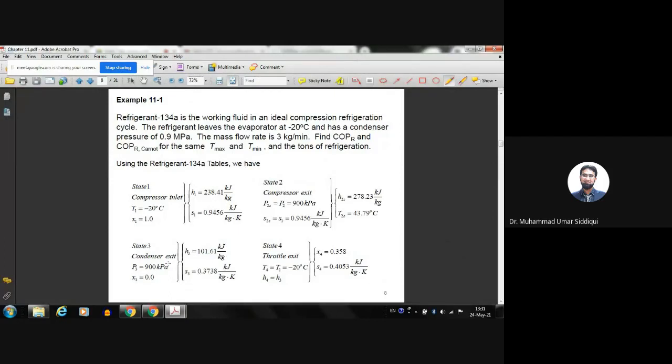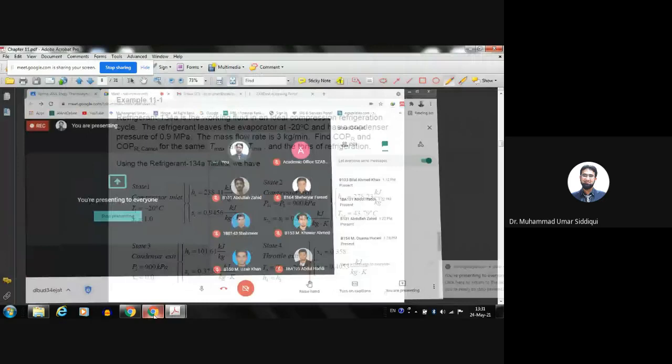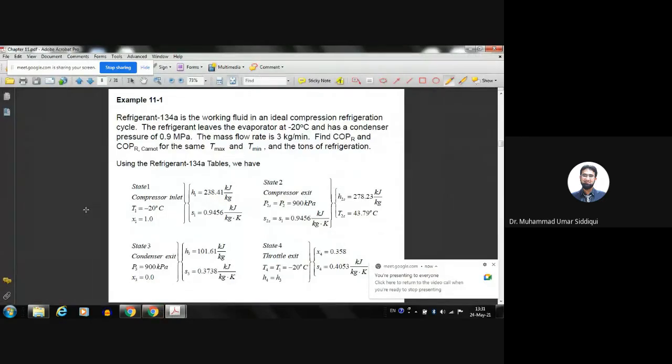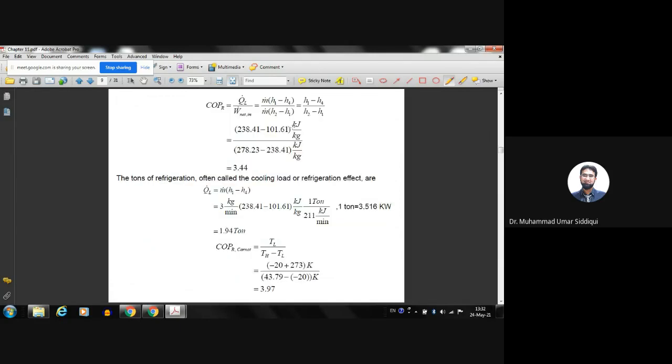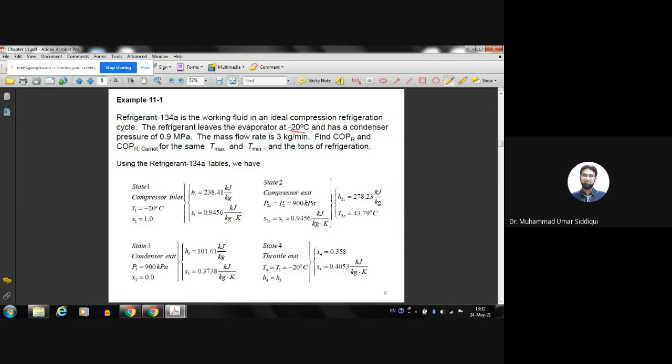Okay, so now let's start with a numerical related to the refrigeration system. R134a is the working fluid in an ideal compression refrigeration cycle. The refrigerant leaves the evaporator at minus 20 degrees centigrade and has a condenser pressure of 0.9 megapascal. The mass flow rate is 3 kg per minute. Find the COP, the COP of the Carnot cycle for the same Tmax and Tmin, and the tons of refrigeration.